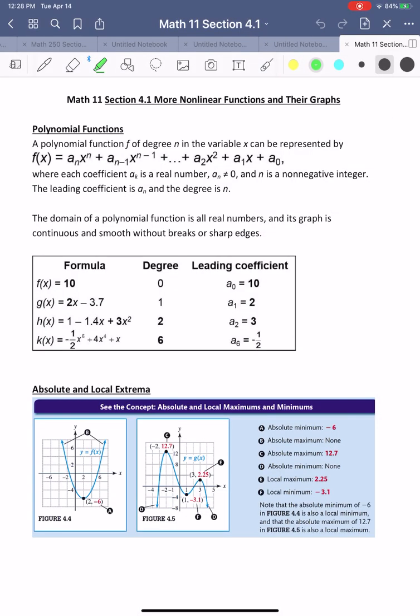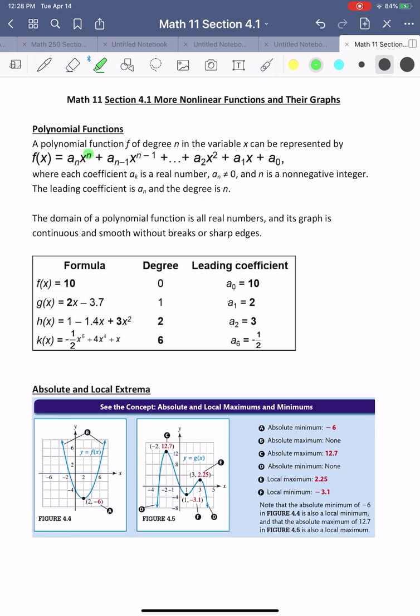Hello class, this is the Math 11 section 4.1 about more non-linear functions and their graphs. In chapter 4, we're going to talk about polynomial functions and rational functions. You need to know what a polynomial function is first. In order to be a polynomial function, the important thing is the degree.